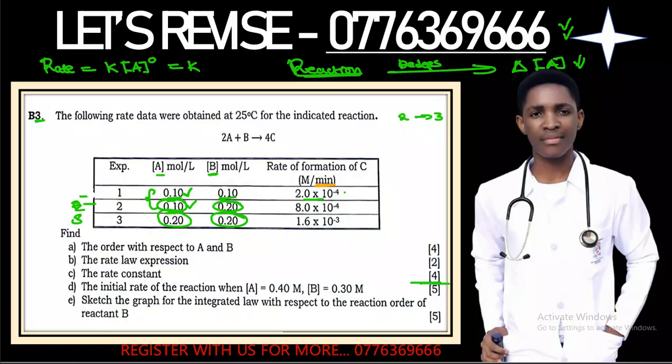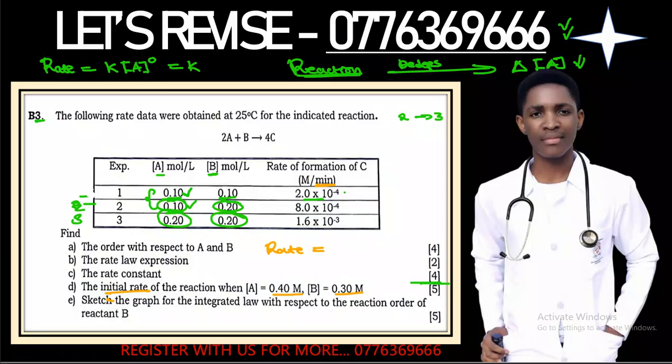So the next thing here is to find the initial rate of the reaction when this concentration and this concentration are given. How can we find the initial rate? From the rate law that we've already found, we have the rate law already.